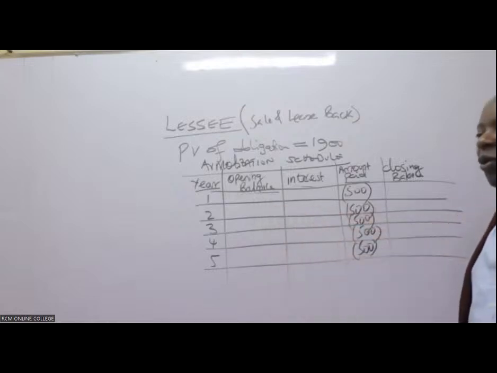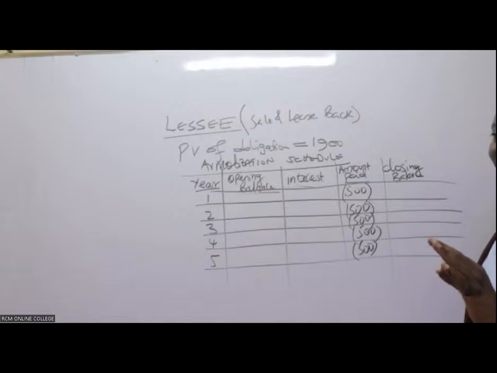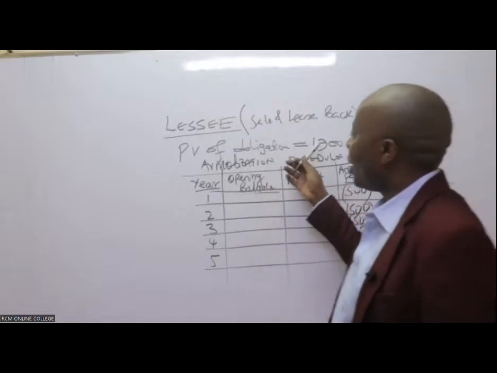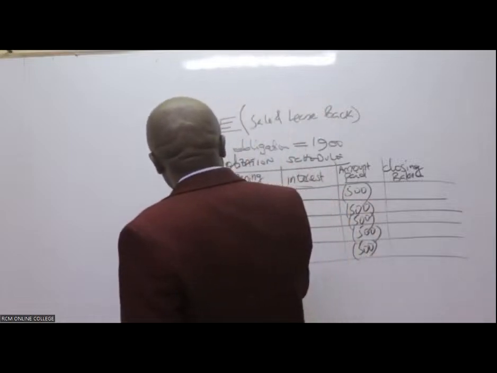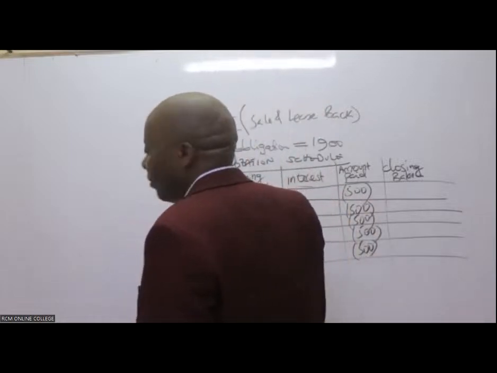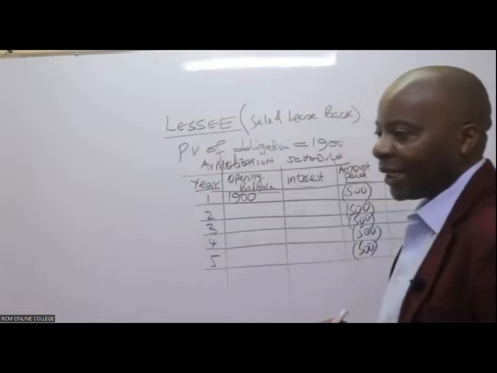What do you think should I always take as the opening balance? The opening balance is the total loan that you have given to this lessee. Total loan is the present value of the obligation. So the present value of the obligation is 1,900.